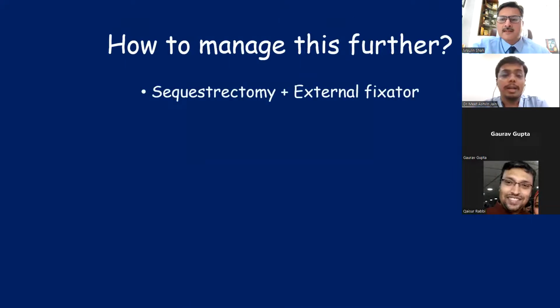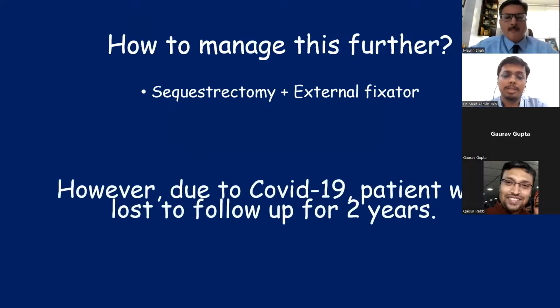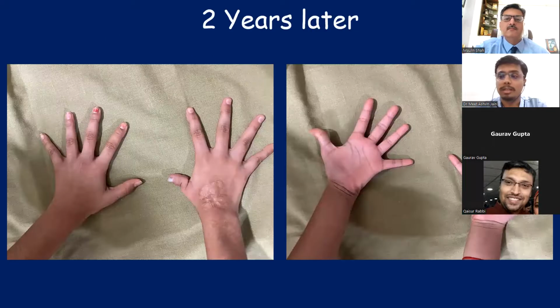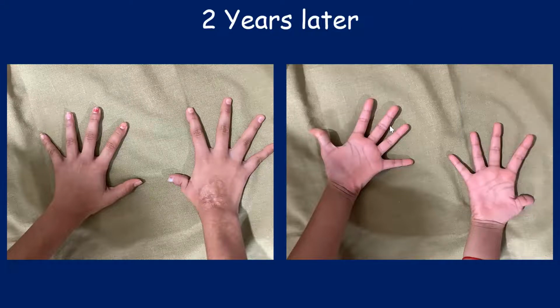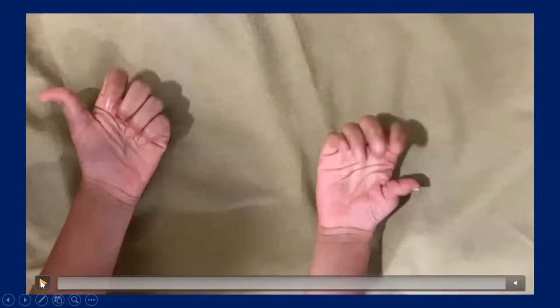So we advised them for sequestrectomy along with an external fixator. However, the patient was lost to follow-up thanks to COVID-19, and they were lost for 2 years. Two years later, they came with this clinical image. As we can see, the right thumb is grossly shortened, and you can see the function in this video.